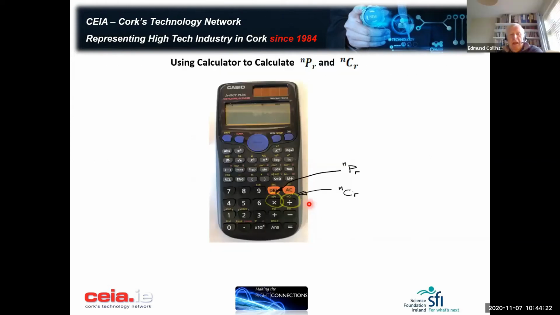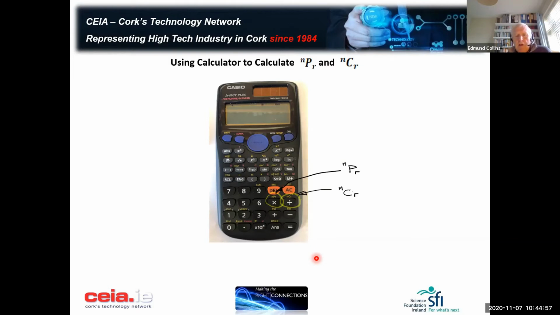Now, thankfully, we don't have to calculate these NPRs and NCRs from scratch. We can use our calculator. This is my calculator. Taking a photo just to show you the options on the calculator that are used to calculate NPR and NCR.